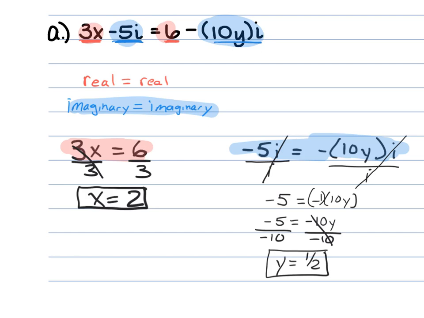Remember, we're trying to find both variables, x and y. x is 2, y is 1/2. Real equal to real, imaginary equal to imaginary. And it's very easy to identify the imaginary because they're the ones with the i's on them. We'll do B, C, and D, and then we'll call it a day.